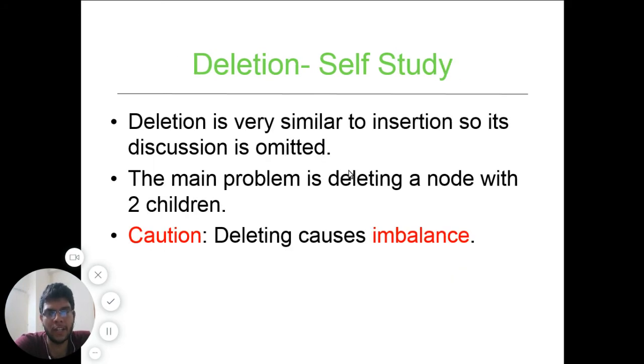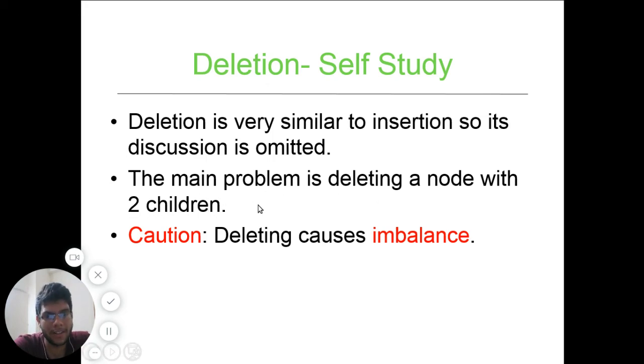So a word about deletion. Deletion is very similar to insertion, so its discussion is omitted. The main problem is deleting a node with two children. When you study deletion further, maybe in my next video, you'll realize that deletion is quite similar. In fact, if you understand insertion, you can try figuring out deletion yourself. Just remember the traversals and the next candidate possibly, and you'll figure it out. But the main problem is when you delete a node with two children.